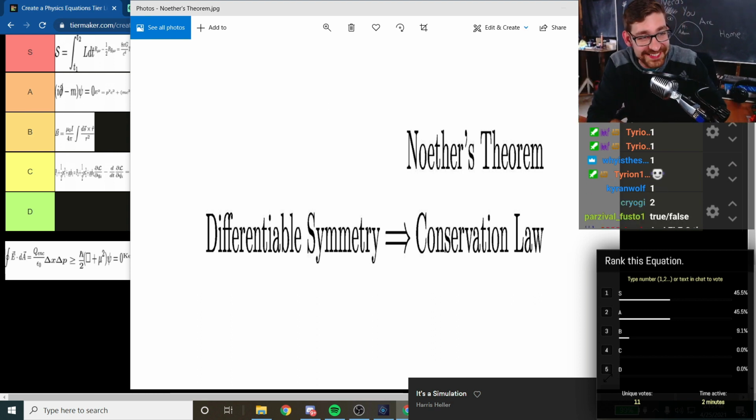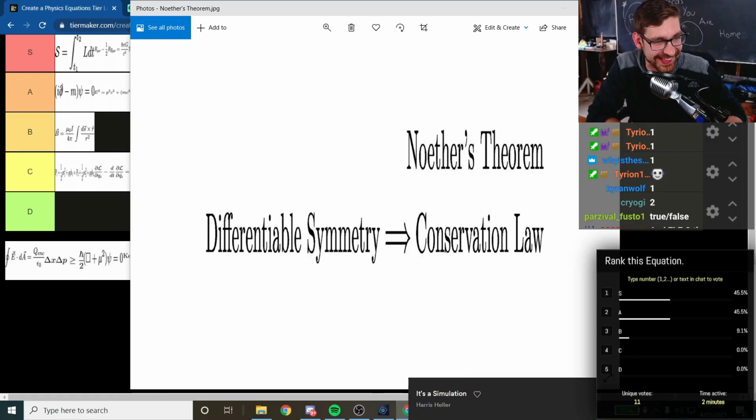Euler-Lagrange Equation C tier. Why are you commenting on only the ones that I pulled rank on, LeviewBot? This is not right. Those are not.